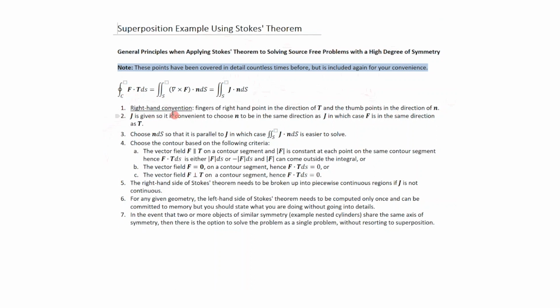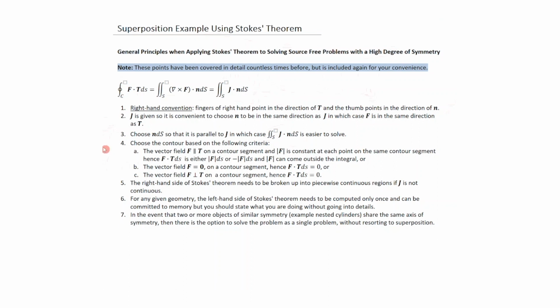We're dealing with the right-handed convention when we're dealing with Stokes' theorem. The fingers of the right hand point in the direction of the tangent vector of the contour, and the thumb points in the direction of the area vector. J is given, so it's convenient to choose n to be in the same direction as J, in which case F is in the same direction as t. Again, the right-hand fingers will tell you that. Choose n dS so that it's parallel to J, in which case the integral of J dot n dS is easier to solve. You do not have to worry about the angle dependency between J and n. So this becomes a straightforward calculation in most cases.